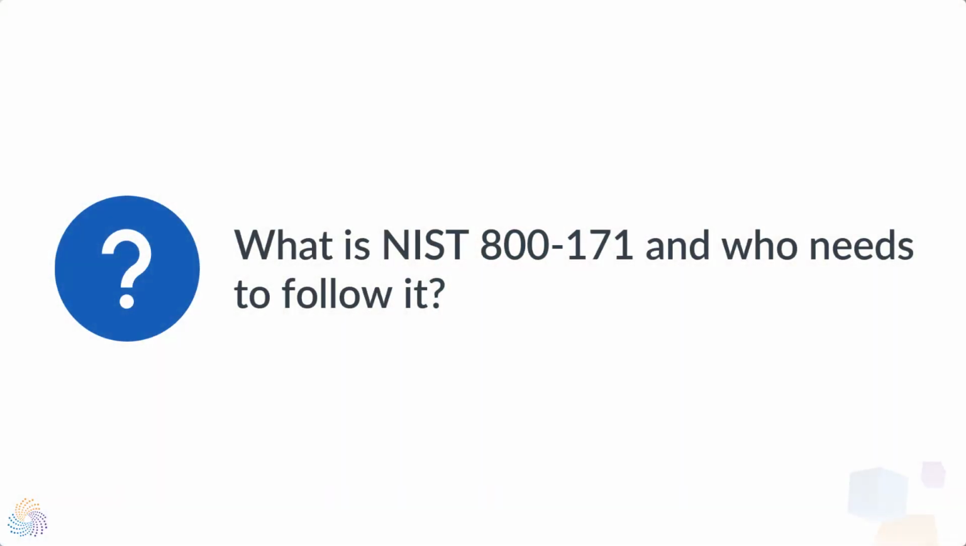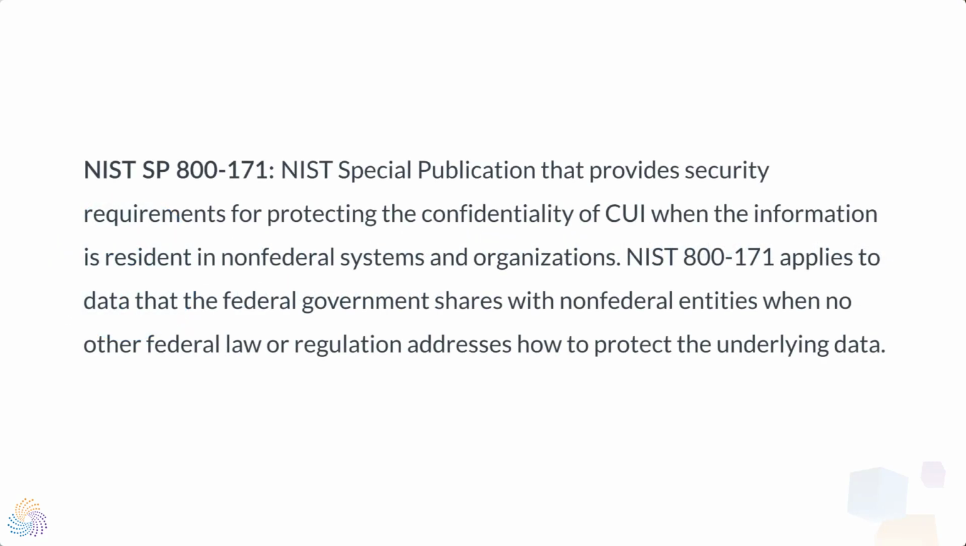What is NIST 800-171 and who needs to follow it? NIST 800-171 is a NIST special publication that provides security requirements for protecting the confidentiality of CUI when the information is resident in non-federal systems and organizations. So NIST 800-171 applies to data that the federal government shares with non-federal entities when no other federal law or regulation addresses how to protect that underlying data. For example, if a federal agency contracts a company to perform research that involves CUI, the company must follow NIST 800-171 requirements to secure the data on its systems.